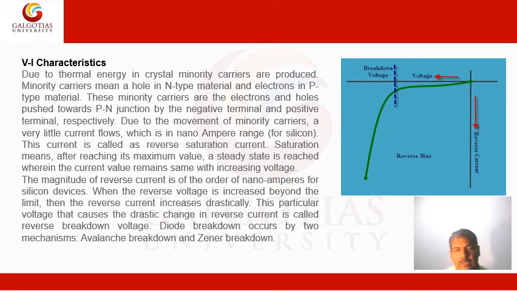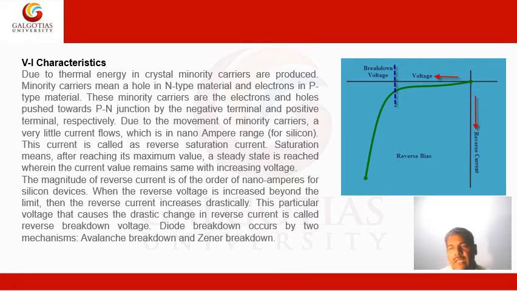When the reverse voltage is increased beyond the limit, the reverse current increases drastically. This particular voltage that causes the drastic change in reverse current is called the reverse breakdown voltage. Diode breakdown occurs by two mechanisms: avalanche breakdown and Zener breakdown.